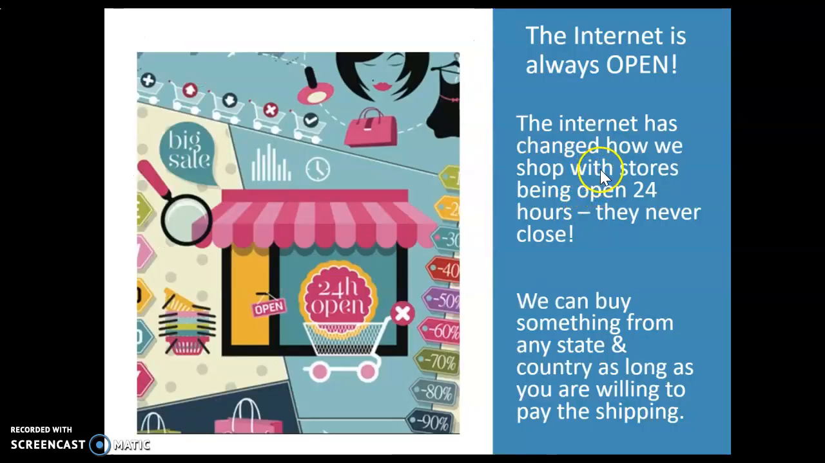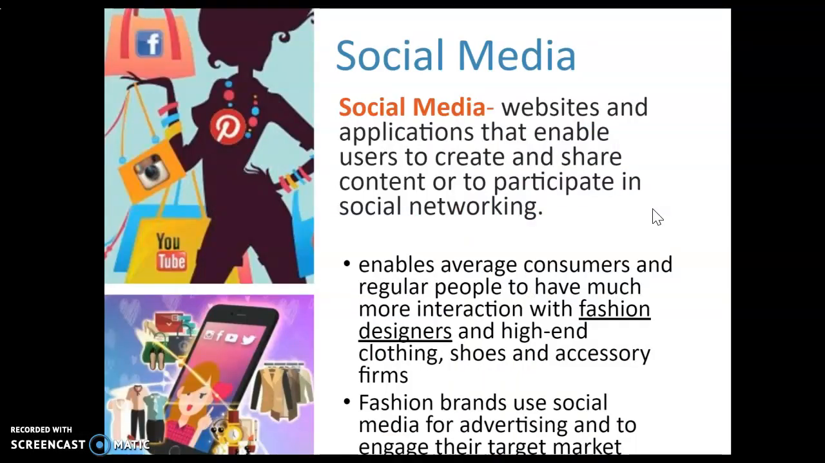For example, the internet's always open. If I wanted to go on Instagram at 3 o'clock in the morning and I'm looking at the hashtag Ugg boots, I'm going to start getting ads for Ugg boots. You can buy anything at any time on any website from the internet as long as you're willing to pay shipping. And it can be kind of pricey to get it from other countries, but it has actually made fashion cheaper in general.